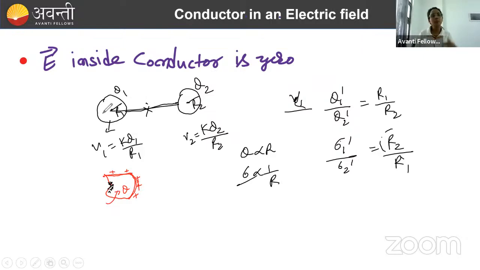So if we give a charge to a conductor, it will go onto the surface, and how it gets distributed on the surface will depend on the radius of curvature of the surface. That is for sure. Okay? Done.